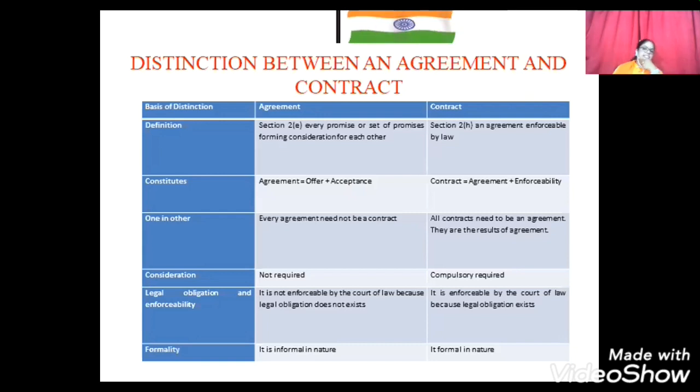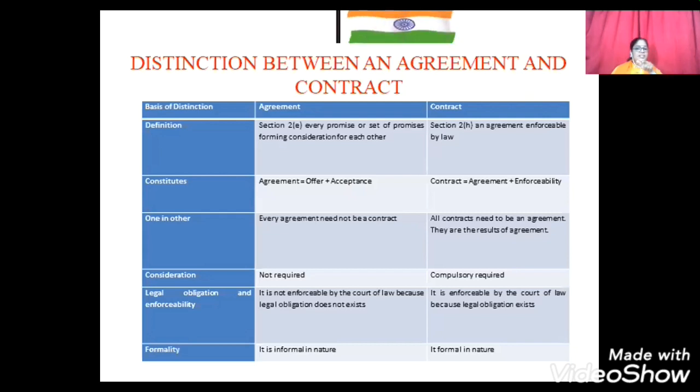Then comes consideration. In case of agreement, consideration is not required. I am donating so and so amount to the temple trust. I don't expect anything from the temple trust. I am gifting something to my child. I don't expect anything from my child. There is no expectation. There is no consideration. If I am gifting something to my friend, I don't expect something from my friend.